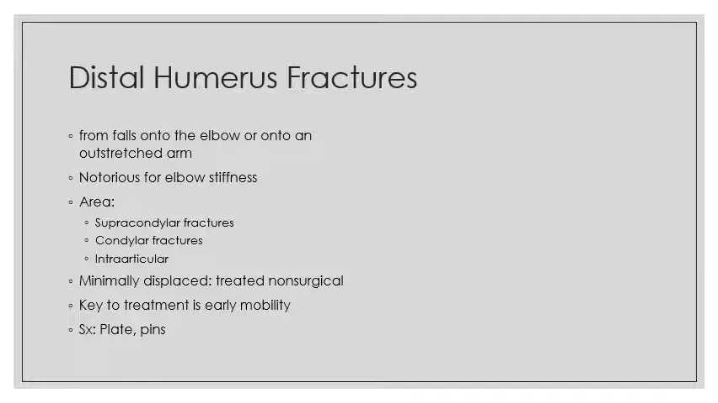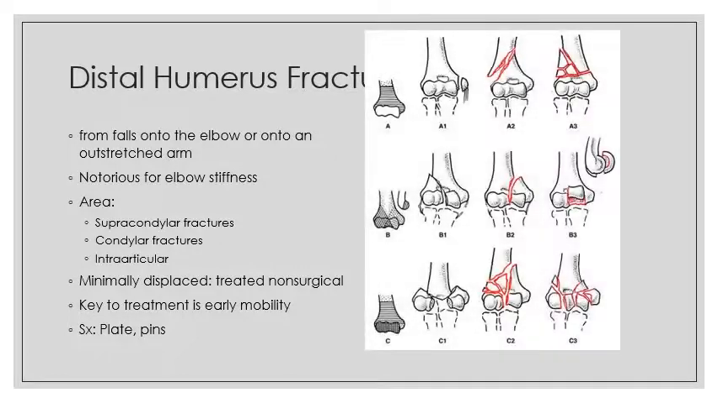Distal humerus fractures basically are near the elbow. It's a fall into the elbow or onto an outstretched arm. The force is transmitted towards the elbow. The problem with these types of fractures, they're notorious for elbow stiffness. So it depends on the area. You have your supracondylar fractures, your condylar fractures, and your intra-articular, so involving the joints.